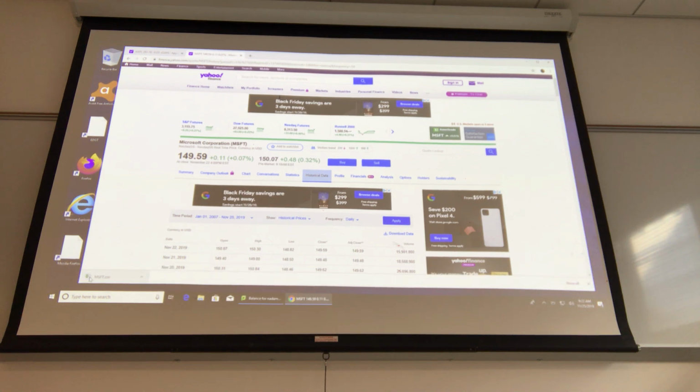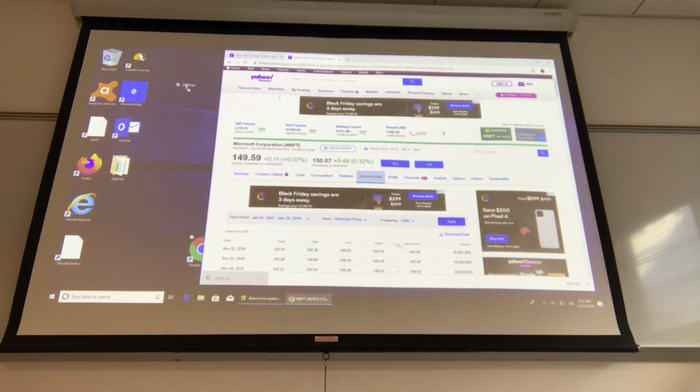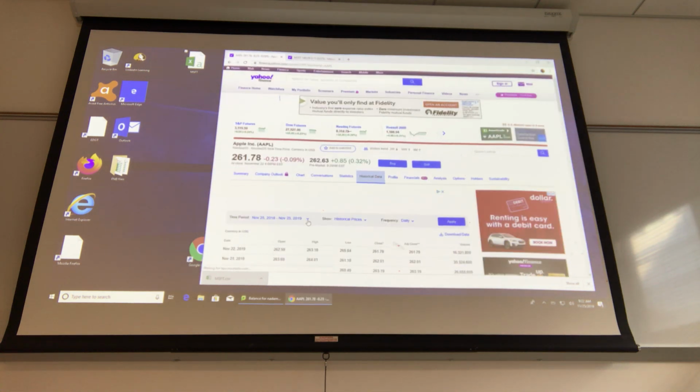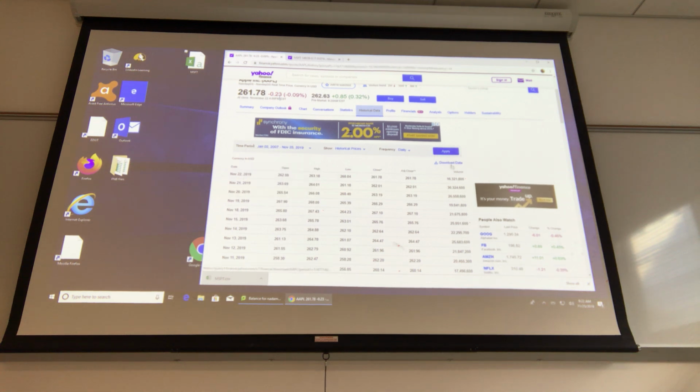I have here Microsoft. I take Microsoft and I put it on the side. I go for Apple. I want to get the data for the same period. I want from 2007, 1st of January to the present. Done, apply, download, I get the Apple.